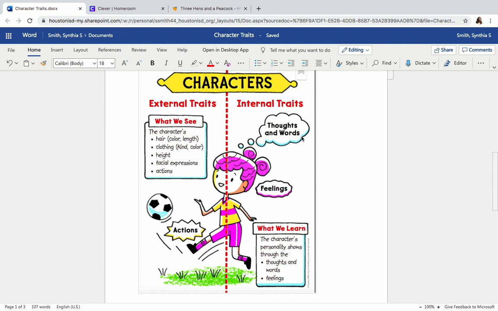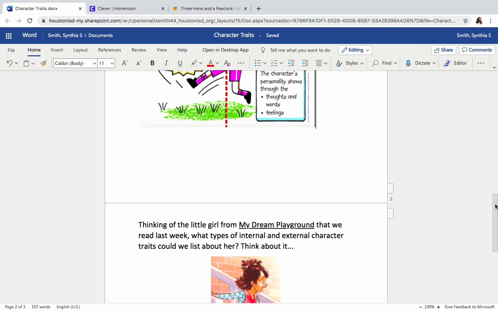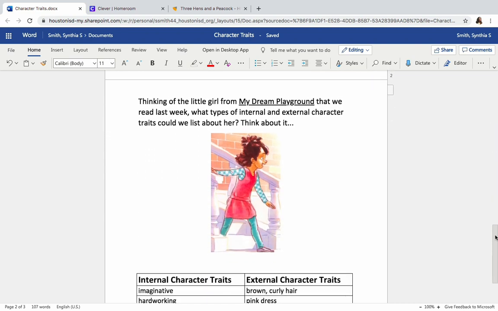Internal character traits are based on the character's personality. So we learn about their personality through their thoughts and their words and their feelings. I like to use the "in" at the beginning of internal to help us remember that internal means on the inside.